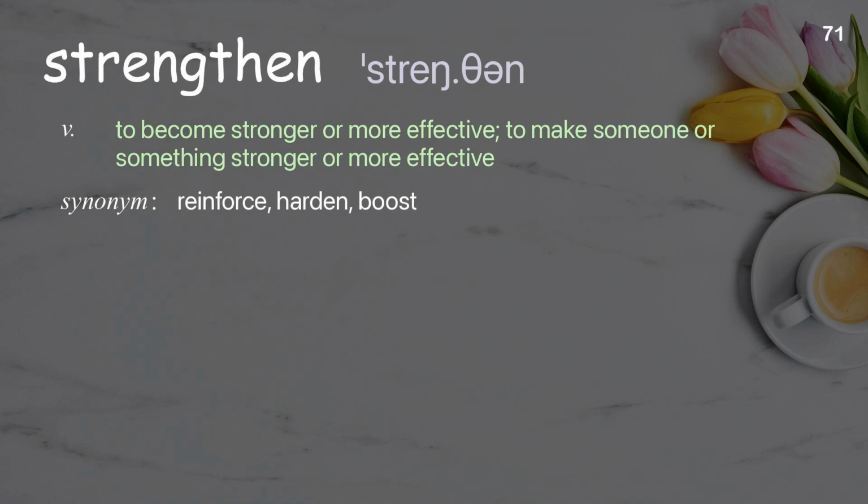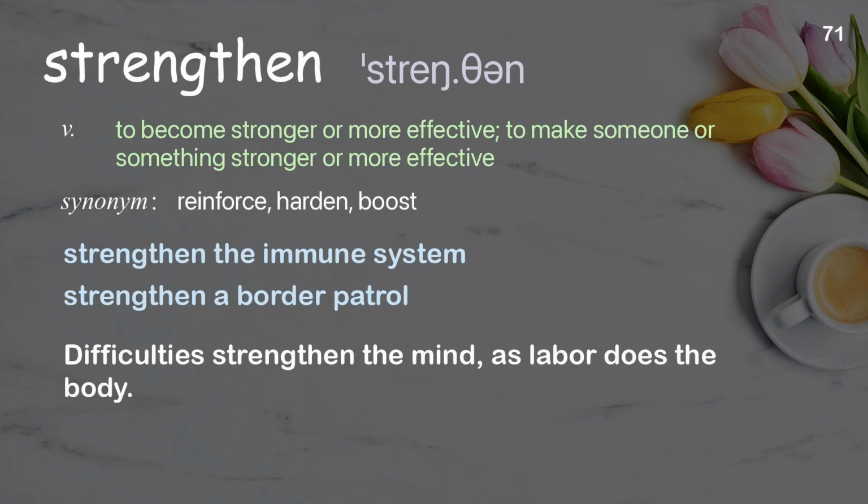Strengthen. To become stronger or more effective, to make someone or something stronger or more effective. Examples: Strengthen the immune system. Strengthen a border patrol. Difficulties strengthen the mind, as labor does the body.